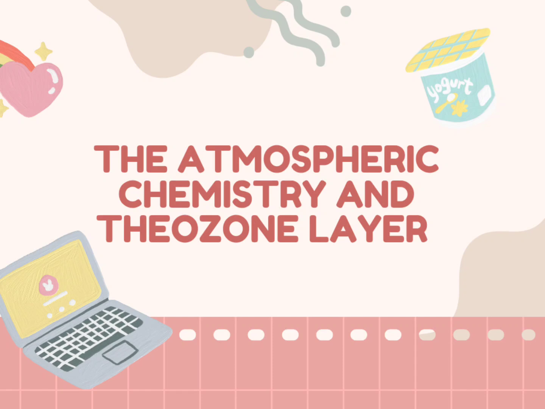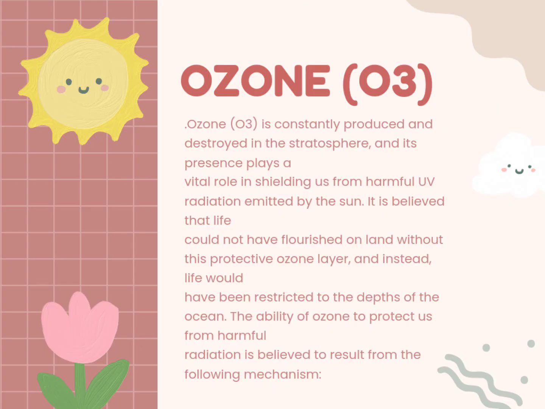So now let's move on to the next lesson, which is the atmospheric chemistry and the ozone layer. Ozone, also known as O3, is constantly produced and destroyed in the stratosphere, and its presence plays a vital role in shielding us from harmful UV radiation emitted by the sun.